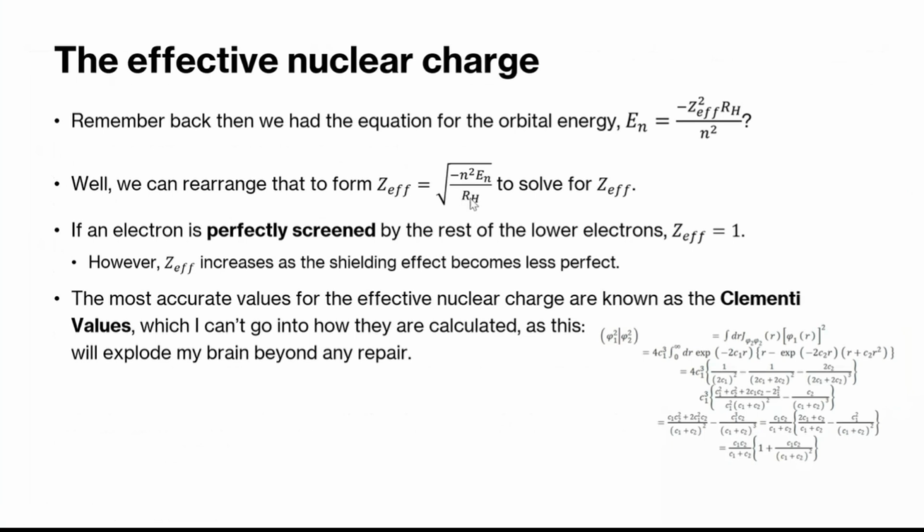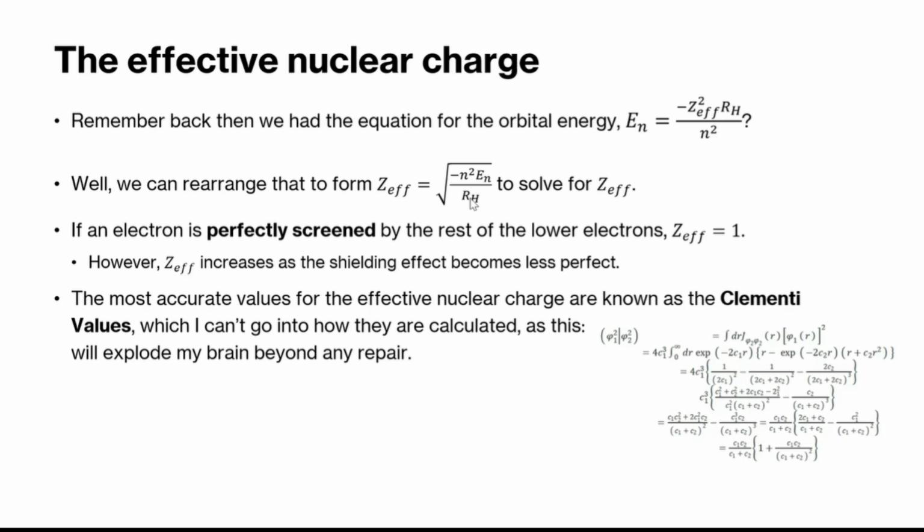Now, here's something to know. If an electron in an atom is perfectly screened by the rest of the lower electrons, then the effective nuclear charge is just 1. However, this is the real world and it's not a simulation. So of course, Zeff will increase as the shielding effect becomes less perfect.